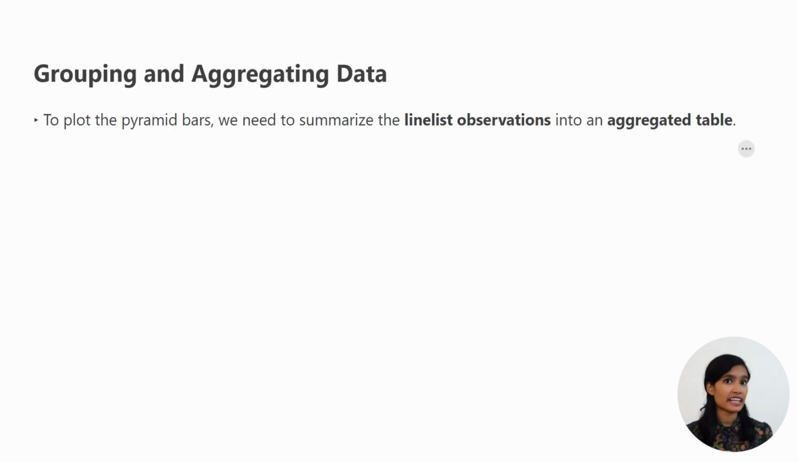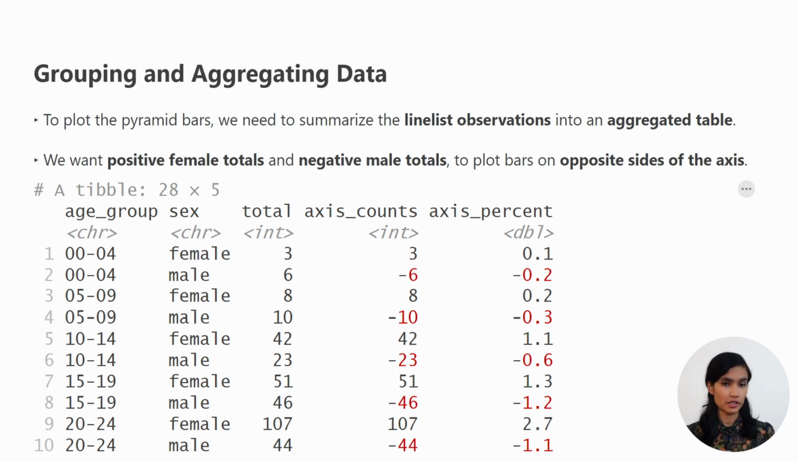This aggregated table that we're going to create is going to look similar to the one we just saw, the frequency table that we created with the count function. Our final summary table is going to look like this one. We have 28 rows and 5 columns. There are 28 rows because we have 14 age groups and 2 sexes per age group. So we've already seen the first 3 variables before when we used the count function.